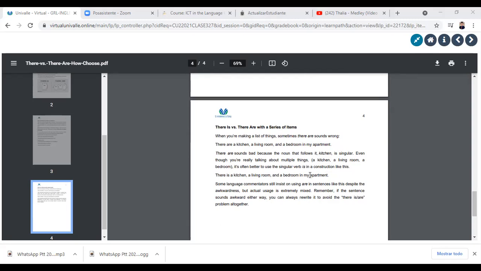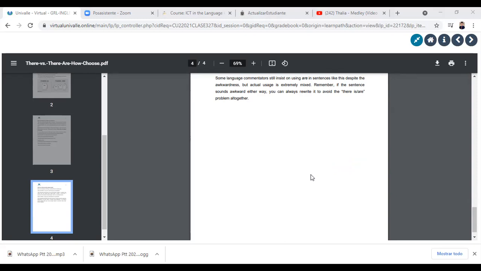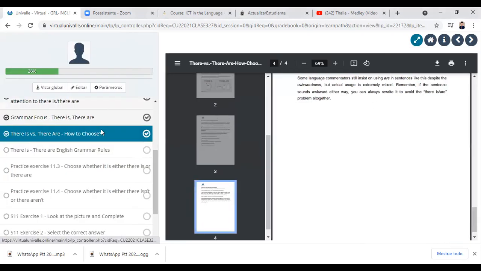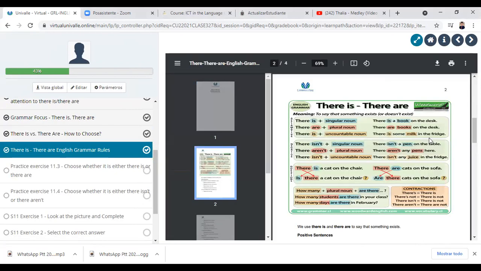There is a kitchen, a living room, and a bedroom in my apartment. Some language commentators still insist on using "are" in sentences like this despite the awkwardness, but actual usage is extremely mixed. Remember, if the sentence sounds awkward either way, you can always rewrite it to avoid the there is/are problem altogether. Okay.